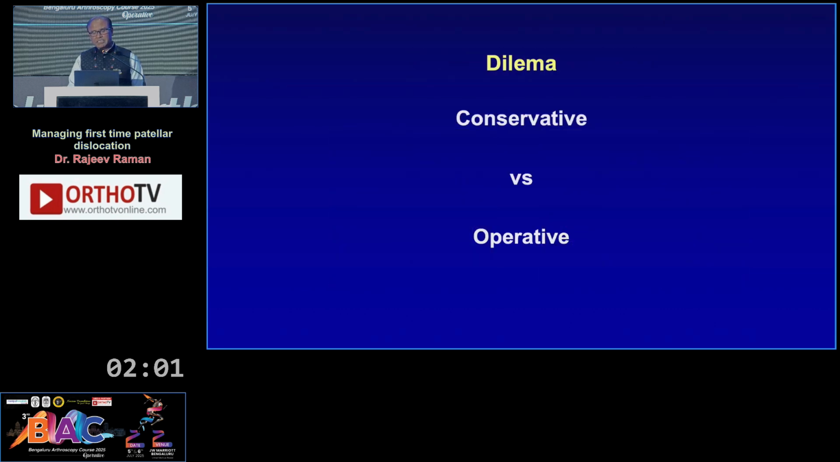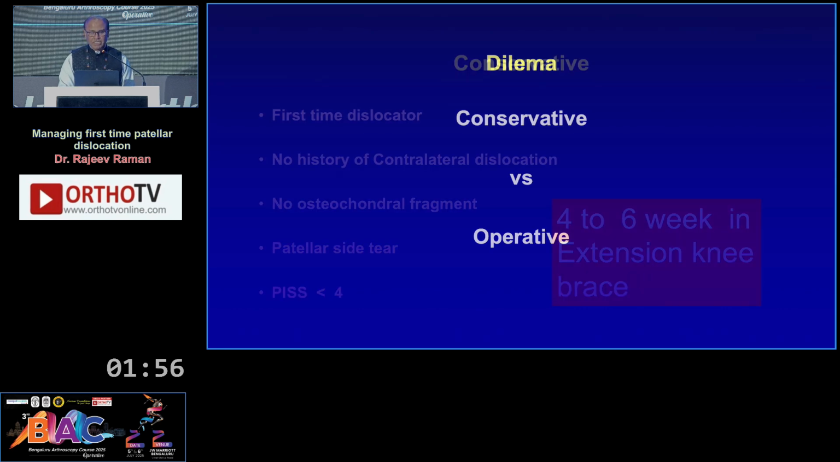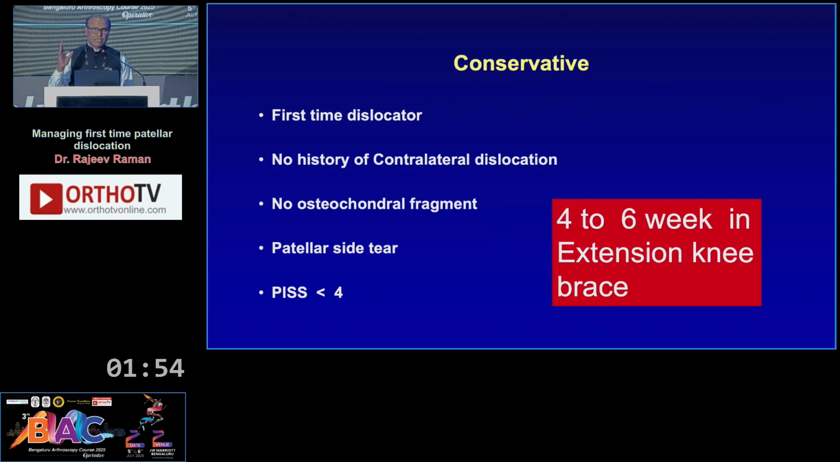Now the dilemma is conservative versus operative, whether you will operate in these patients or you will treat them conservatively. And I think there are very good guidelines. Now I will share these two papers also, the ISCA consensus on patellar instability. So if it is a first time dislocator, no history of contralateral dislocation, no osteochondral fragment, and it's a patellar side tear with patellar instability severity score less than 4, I think try to treat them in a conservative way.